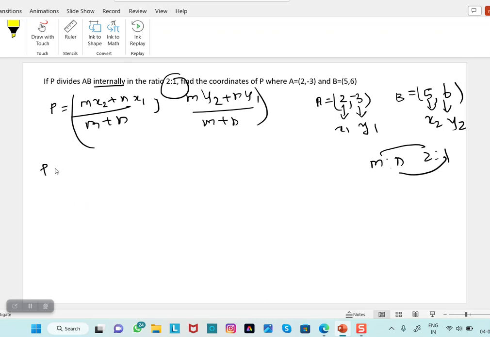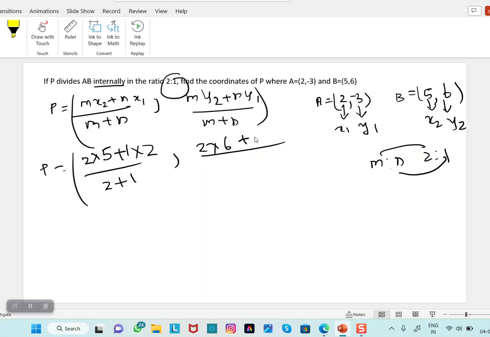Now all you have to do is just substitute. So 2, x2 is 5, so 2 into 5 plus n is 1, x1 is 2, upon 2 plus 1. Then again I put, instead of m I put 2, y2 I put 6, plus n I put 1, then y1 I put minus 3, upon 2 plus 1.